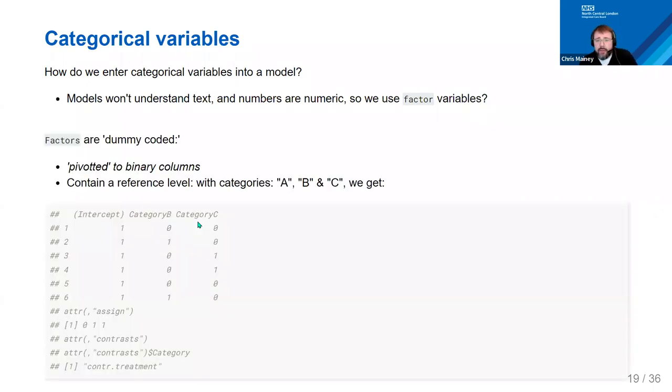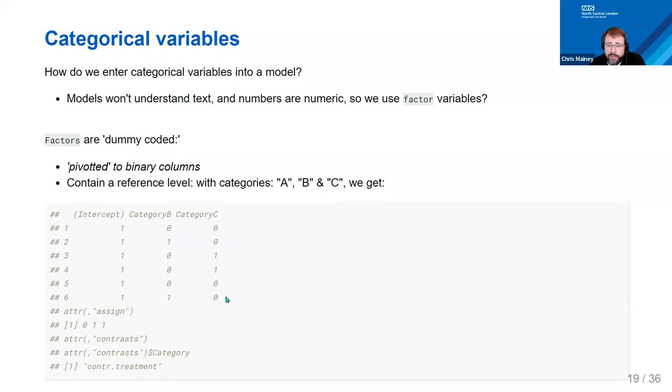But what we can do is we can use a thing called a factor. The factor data type tells R that this is a categorical variable. And what it does is it does a little bit of rearranging of the data underneath. So let's say here we've got a column that's coded in our data set as category A, B, or C. If you set that to a factor and then you build a model with that column, what it does quietly in the background is it does like a little pivot table for you and it spins it out.